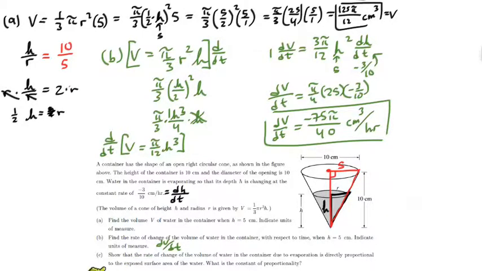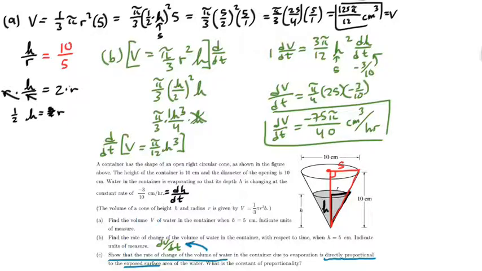Last question. It says, show that the rate of change of volume of the water in the container. So that's dV over dt. Let's write that so we know what that's talking about. Show that the rate of change of the volume of the water, that is dV over dt, in the container due to evaporation is directly proportional. Directly proportional. Let's squiggly underline that. Directly proportional to the exposed surface area of the water. What is the constant of proportionality?